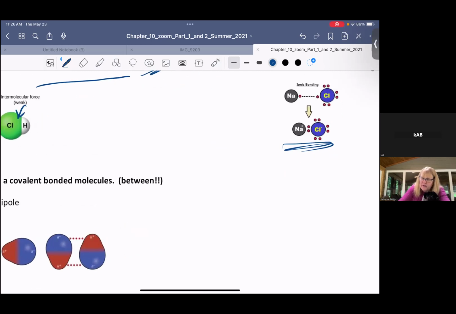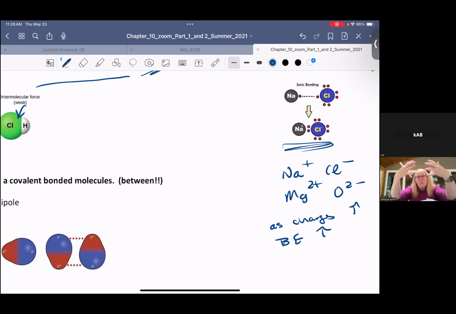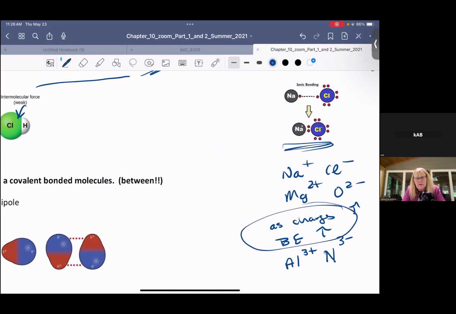So what do I mean by that? Let's consider NaCl and magnesium oxide. Magnesium oxide, we remember, has a much stronger bond than sodium chloride, because it has greater charges. As the charges go up, our bond strength or bond energy is going to go up as well, and it's going to be harder to pull them apart, or they're going to stick together more strongly. If I threw in aluminum nitride, as +3 and -3, this would be extremely strongly bonded and very hard to pull apart. So as the charges go up, the bond energy goes up.